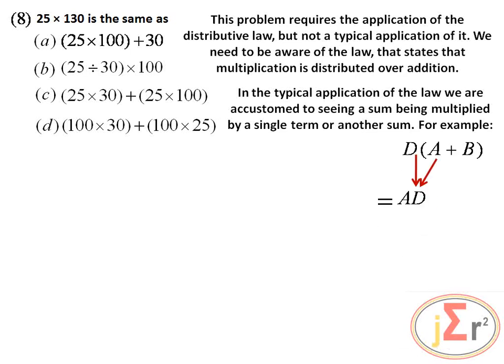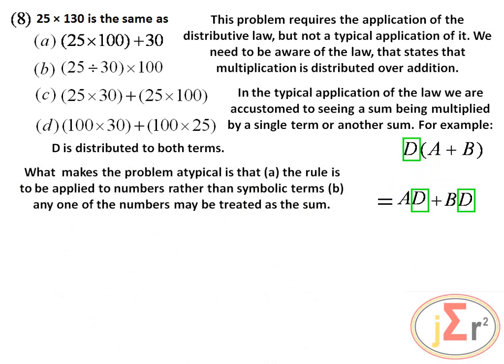So we have D multiplied by A, we get AD, just to put them in alphabetical order. And then we have D multiplied by B, we have BD. And that is the way that we typically apply the distributive law. D is distributed to both terms, as we can see. Good.